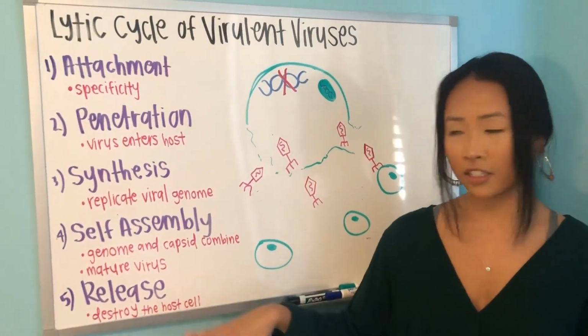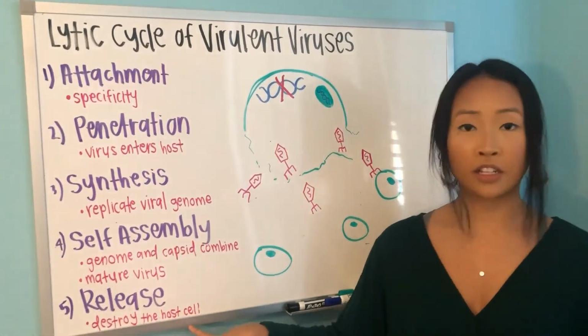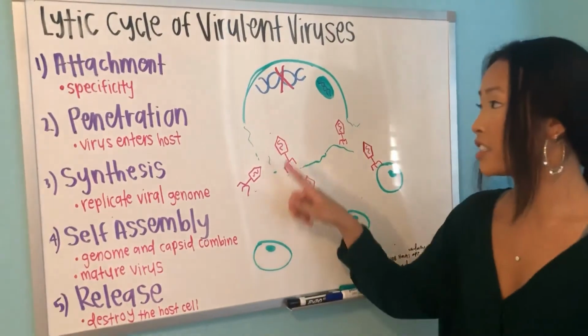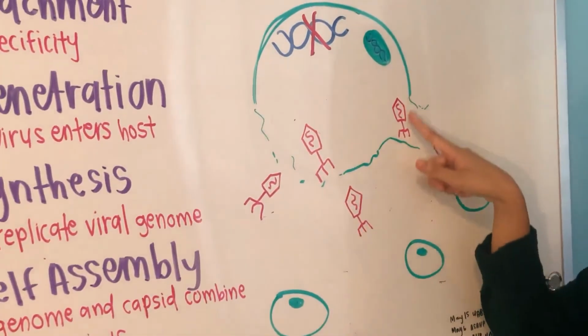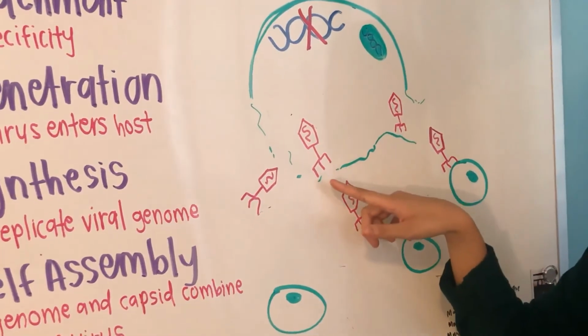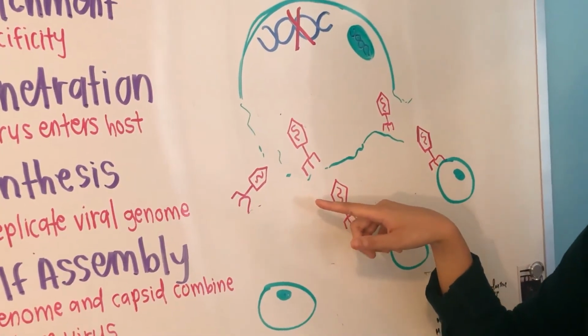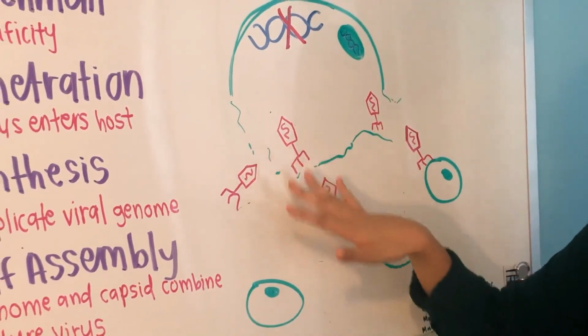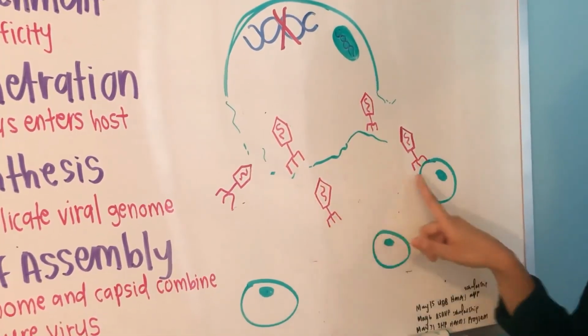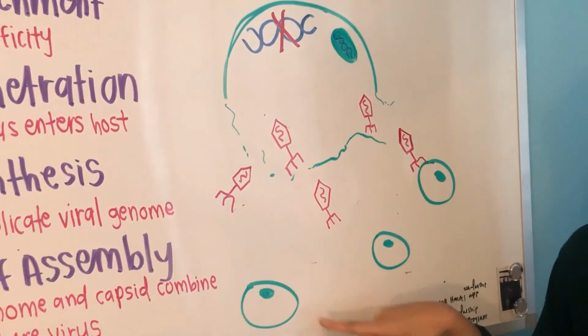Okay, so now that we have multiple copies of our mature viruses, the last step is going to be release, and this is where the host cell is going to be destroyed. So the viruses have been copied, and they're going to start attacking the cell membrane of that host cell, and when they attack, it's going to lyse. Like I said before, lyse means to burst, and it's going to bust open that cell and release several viruses so that they can go on and infect other cells.